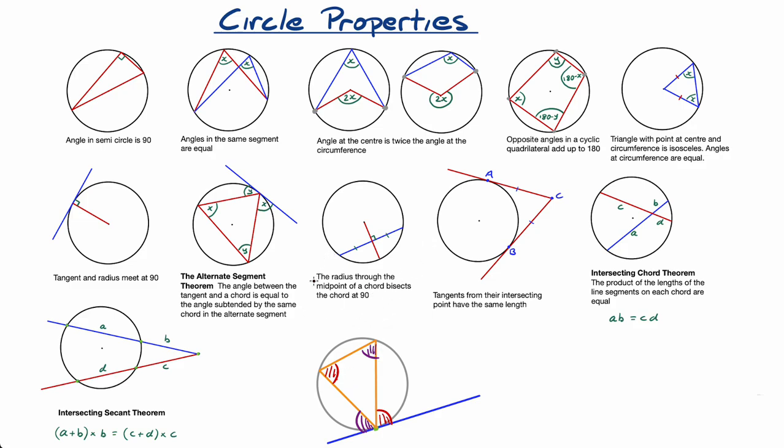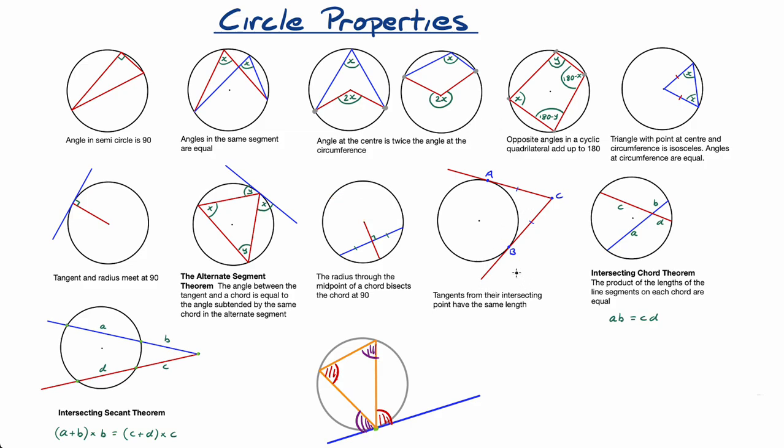I'll leave that there. This one, the radius through the midpoint of a chord bisects the chord at 90 degrees. So that's kind of obvious. If you have a chord, any chord here, and you draw a radius, if you go through the midpoint, so go through the middle of that, it will cut it in half at 90 degrees. So I think that kind of makes sense.